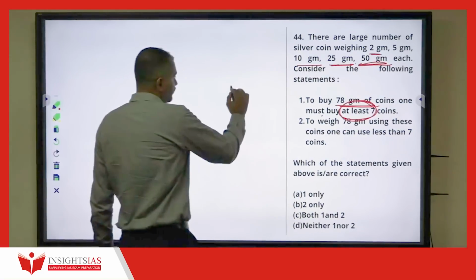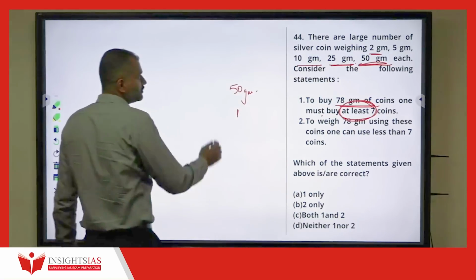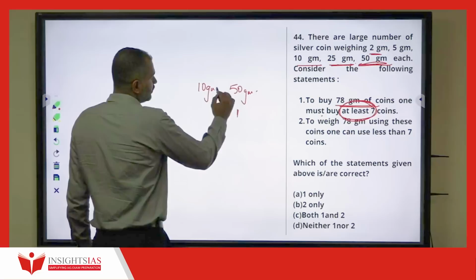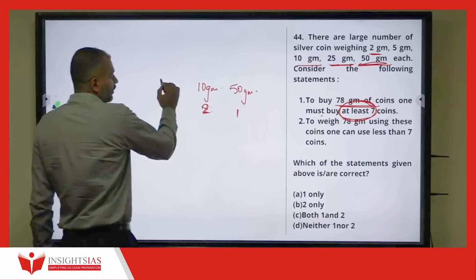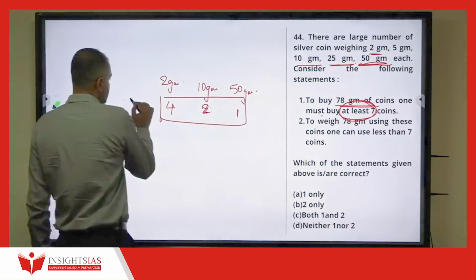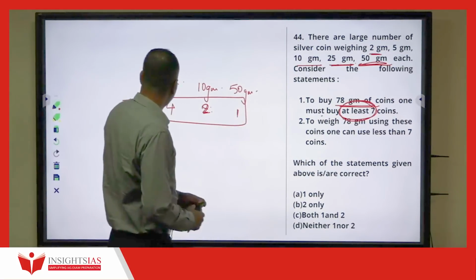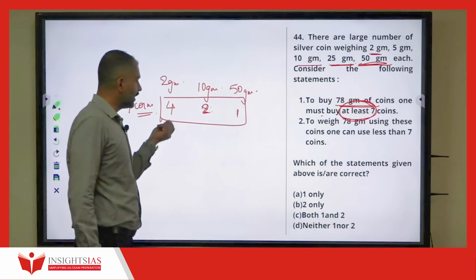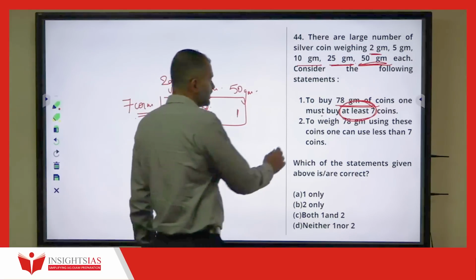Now 50 grams, you can take one. 10 grams, you can take 2. 2 grams, 4. So totally this becomes 7 coins, isn't it? Anything you can do: if you reduce the 10 grams, you can increase the 2 grams, then the number of coins will increase. So at least 7 coins, yes.